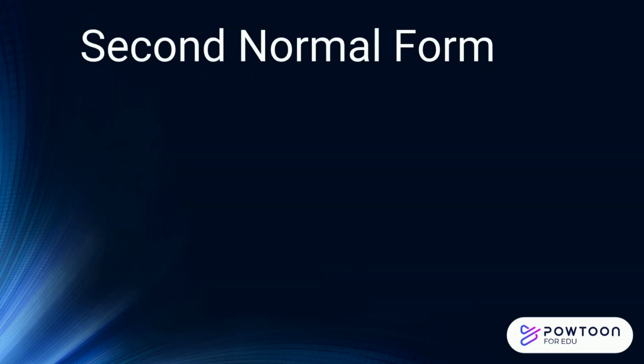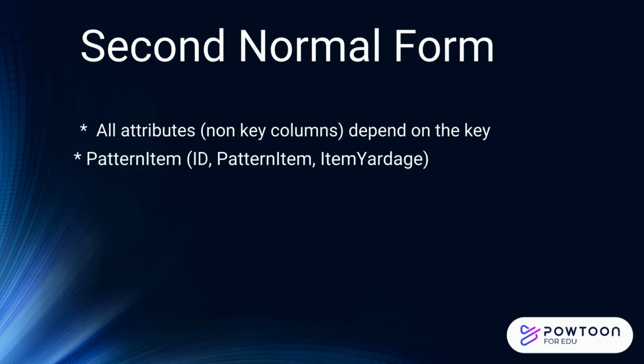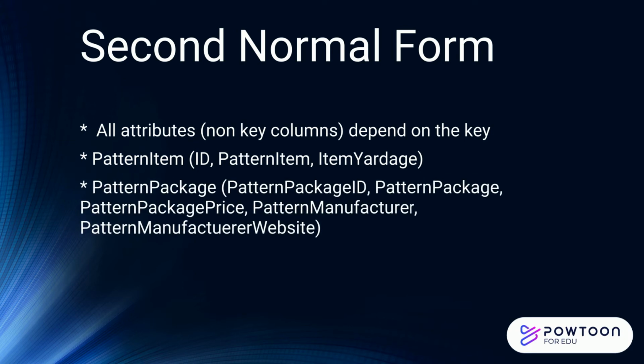What is second normal form? In second normal form, all attributes, non-key columns, depend on the key. Looking at the pattern item table, the pattern package price, pattern manufacturer, and pattern manufacturer website do not depend on pattern item. This leaves us with two tables, pattern item with primary key ID and fields pattern item and item yardage, and the pattern package table with primary key pattern package ID, pattern package, pattern package price, pattern manufacturer, and pattern manufacturer website fields.